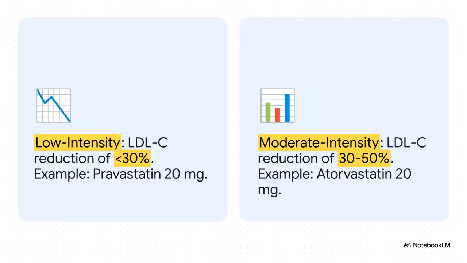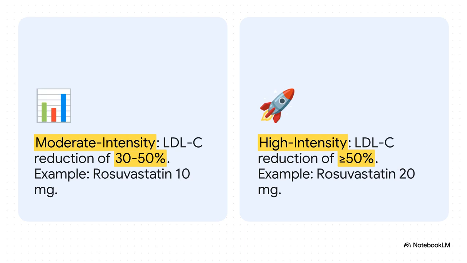So how do we actually get that drop? Well, we group statins by how potent they are. You've got your low-intensity statins, like a low dose of pravastatin, which will give you a pretty modest reduction, think less than 30%. But then you step it up to a moderate-intensity statin, something like atorvastatin 20 milligrams, and now you're aiming for a much more significant drop, somewhere in that 30 to 50% range.